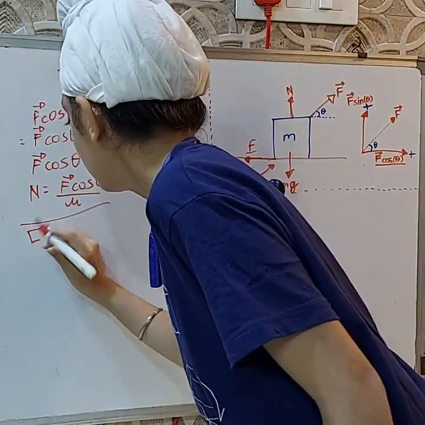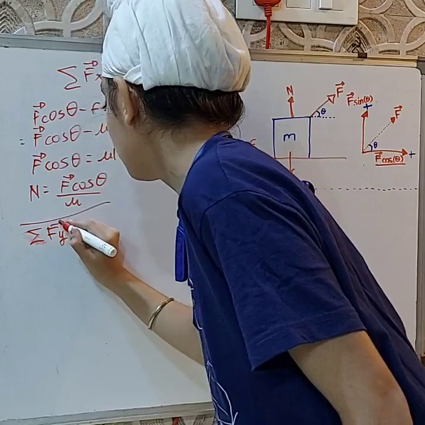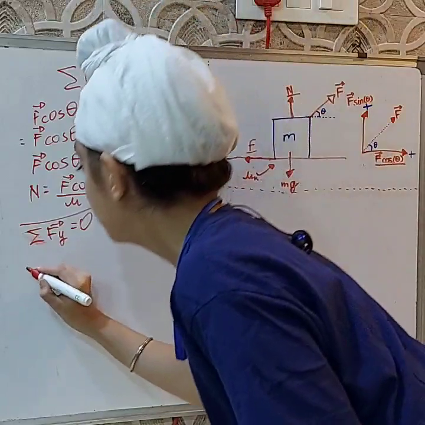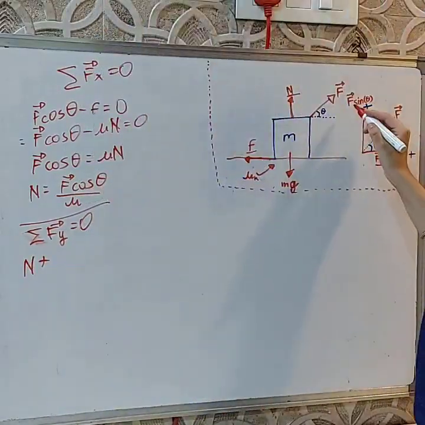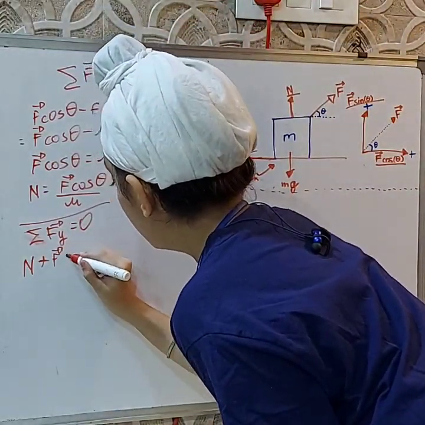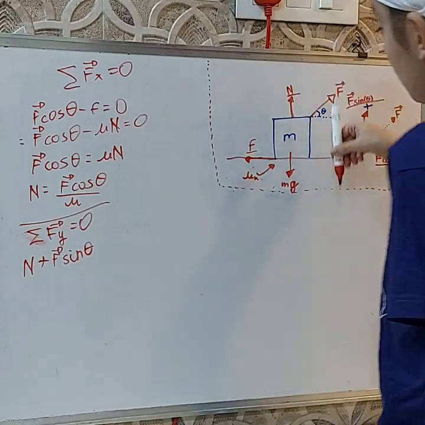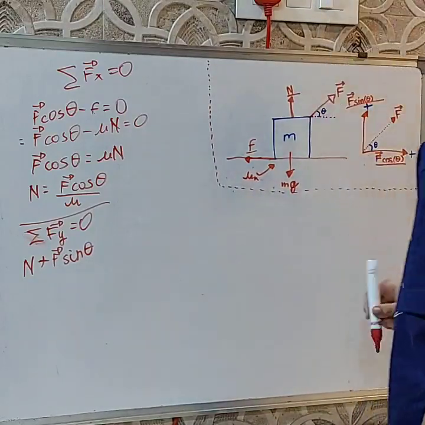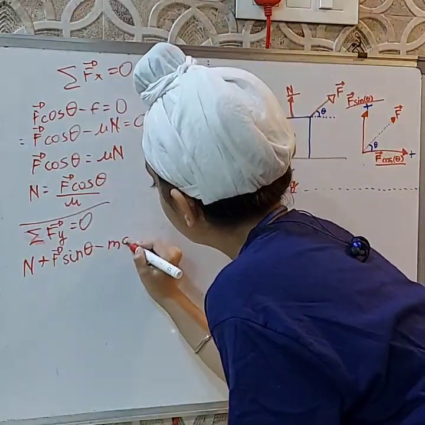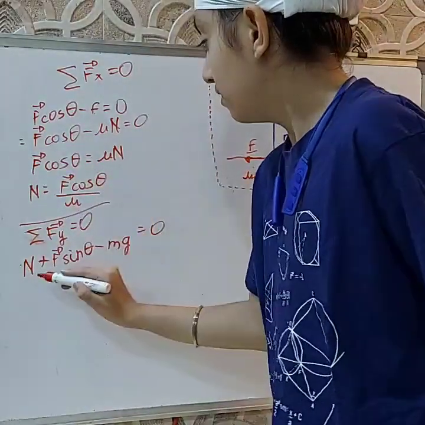The summation of all forces in the y direction will also be equal to 0. That means the normal force plus the vertical component of the force that I am applying, F sine theta, minus mg, because the weight is in the negative direction and I have chosen this as the positive direction. So minus mg should be equal to 0. Now I can substitute this value of n here.